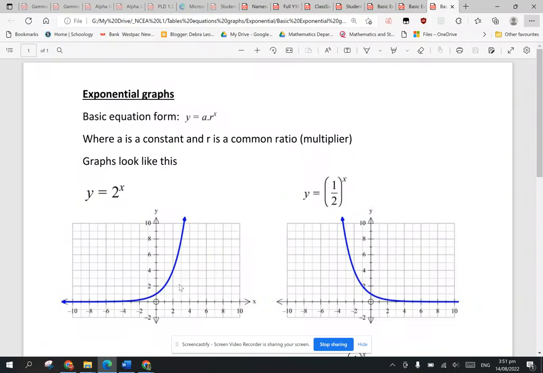We're going to look at exponential patterns and graphs. This is the basic equation for the exponential graph. So y equals a times r to the power of x. Now this a here is a constant. In other words, it could be a number, and r is a common multiplier. What do we mean by a common multiplier?